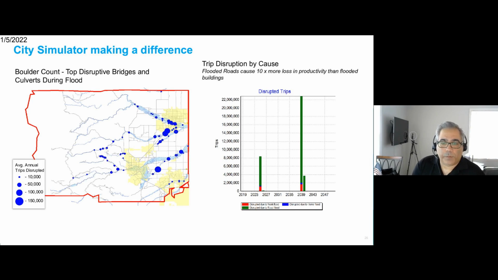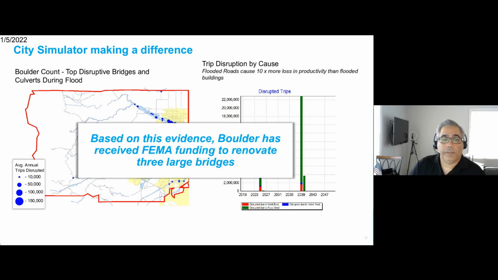What you can see on the chart on the right is that the green bars are much bigger than the blue and red. The different bars account for whether the flooding that was impacting a person was at their home, at their workplace, or on the road network in between. Because the green bars relate to the road network, you can see that's really where a lot of this disruption comes from: flooding of the road network. And what Boulder did, they submitted this result as an exhibit in a grant application to FEMA to get 3 of their bridges redesigned and rebuilt. They were successful in that application because of evidence like this, and they are now in the process of doing that redesign and rebuild.